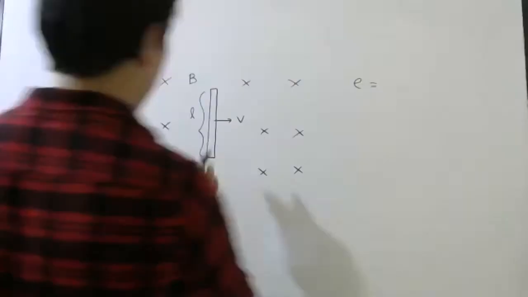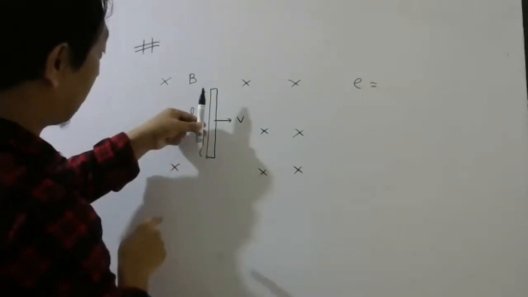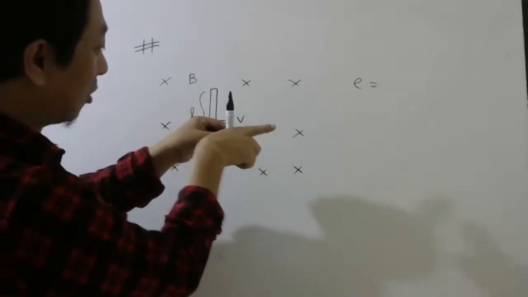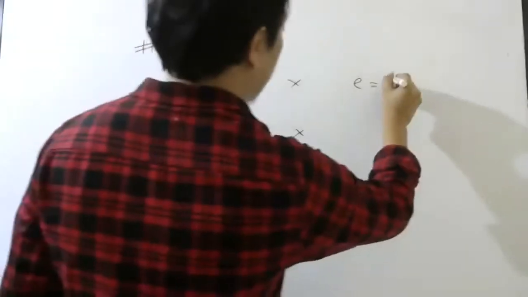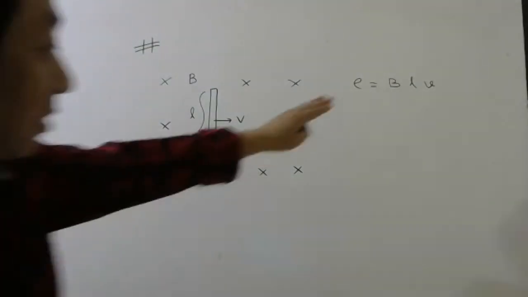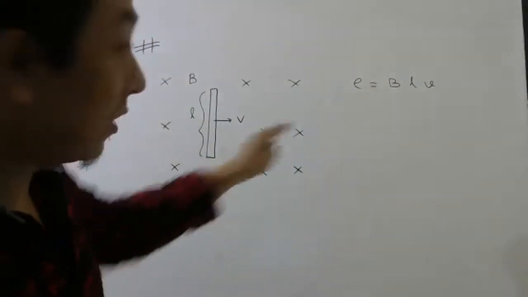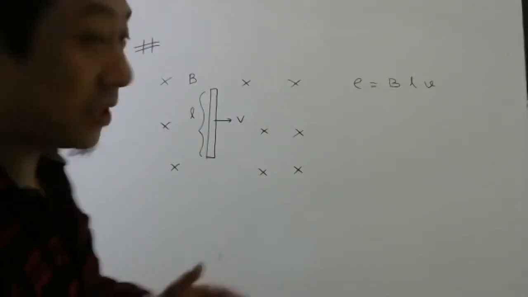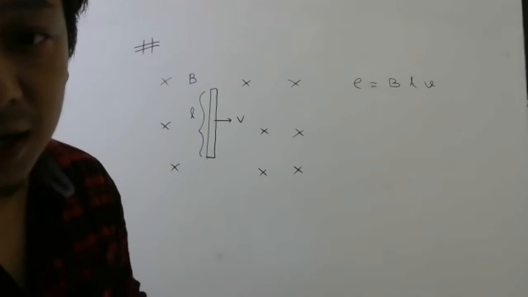EMF will be, as long as this length, this velocity and this magnetic field are perpendicular, BLV. Now the derivation of this you don't have to do, because if they ask you to derive this, you have to put this one and do it, no problem. But there is another way of deriving this formula. Let me try to show you.